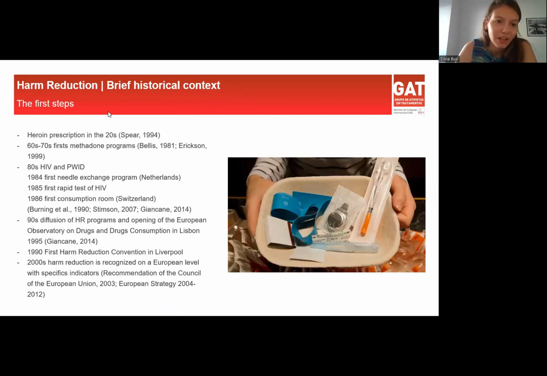So a brief historical context, I think it's really important because harm reduction is a methodology that was born and created by people that use drugs. So it's really made by the people for the people. And it's something really important. Harm reduction is not that old. The first heroin prescriptions were in the early 20s, but it was just a few in a small country, in just some small experiences.